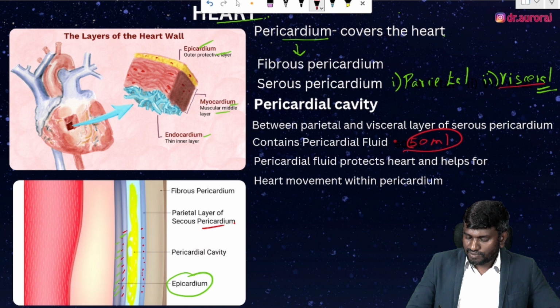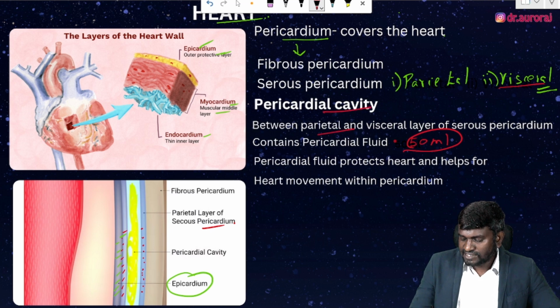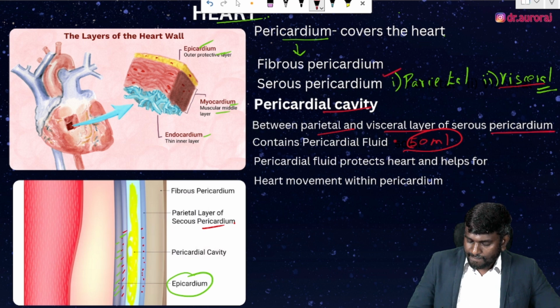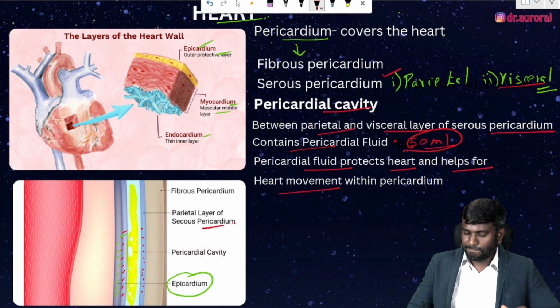Now, let's study the pericardial cavity. It is between the parietal and the visceral layer of the serous pericardium. Yes, we know that. Clear? Contains 50 ml. Good. Pericardial fluid, what does it do? It actually protects the heart and also helps the heart movement within the pericardium.